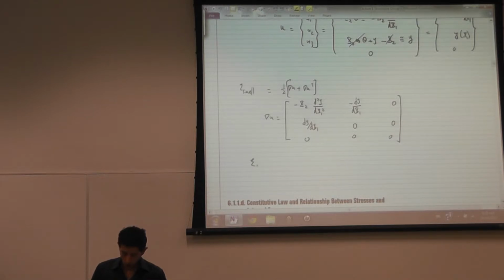When you calculate this and its transpose, you get negative x2 d2y by dx1 squared, and everything else is zeros. So what does this mean? It means that our deformation assumption implies that the only non-zero strain is epsilon 1. And in this case, epsilon 1 is equal to negative x2 d2y by dx1 squared.